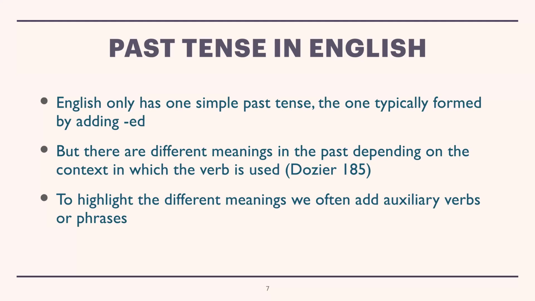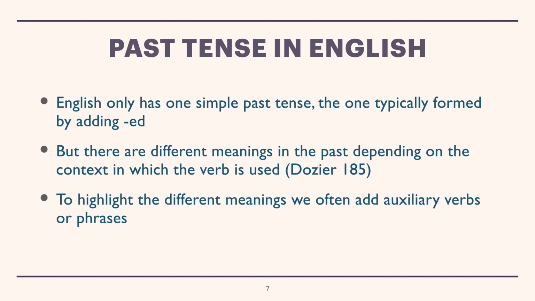In English, we obviously have a past tense, and the simple past tense is usually formed by adding the suffix -ed to a word. Play, played. We have irregulars, obviously, go and went, and say and said. But typically we add -ed to the end of a verb to make it a past tense.